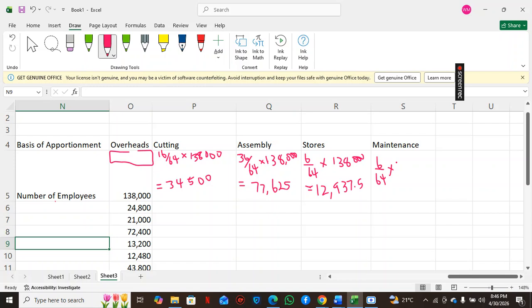Let me just do a transaction, colleagues. Just give me 2 minutes. I just want to do a transaction here.